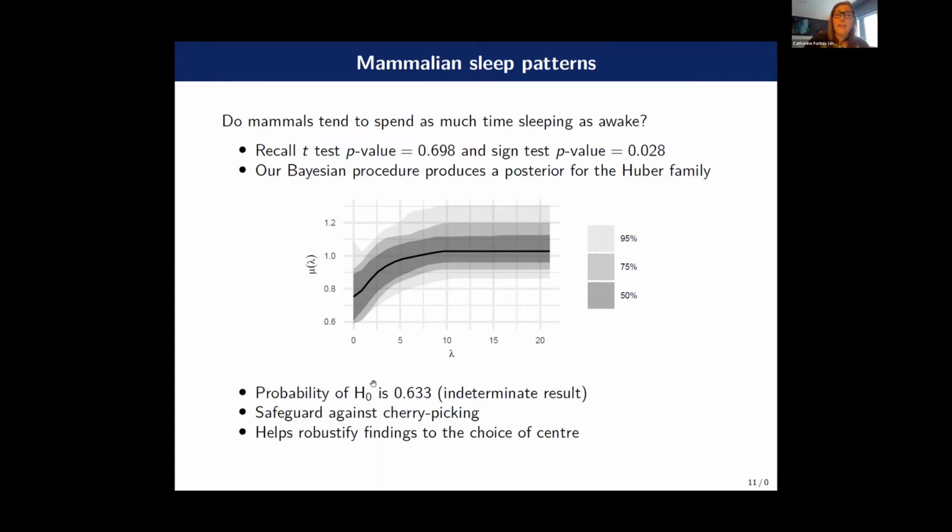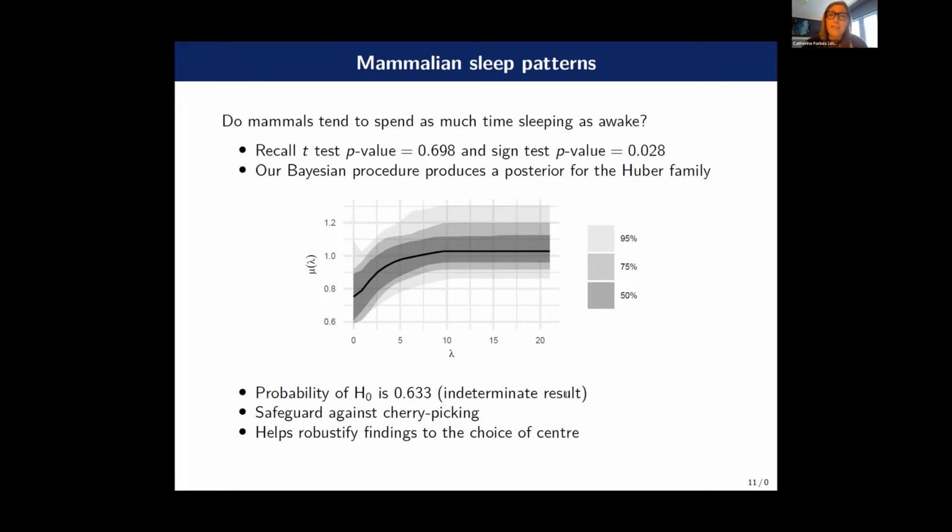In this case, we get probability that the null is true equal to 0.633. So that's what we would consider an indeterminate result. It's not strong enough evidence for the null, and it's not strong enough evidence for the alternative, at least under 5% loss or error in either direction. But what it does enable us to do is quantify how certain we are about those hypotheses.